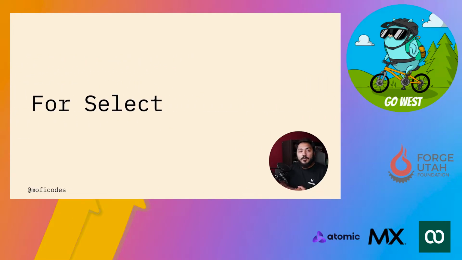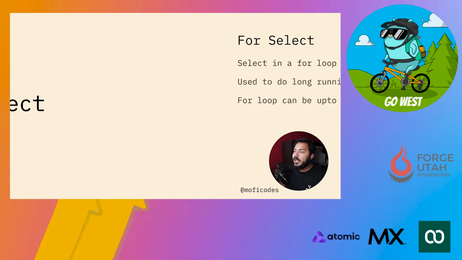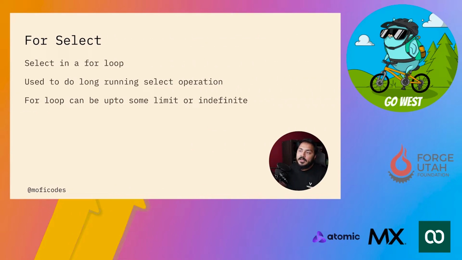Also, let's talk about ForSelect next. ForSelect is like select, but in a for loop. If you want to continuously look at a bunch of different channels and wait for them to become true, you can run them in ForSelect. It's a for loop with a select inside it, and if you're trying to do a long running select operation, that's when you use ForSelect. The for loop can be up to some limit or indefinite.